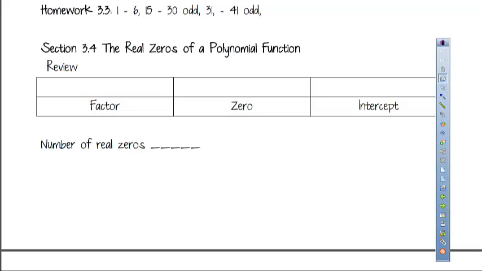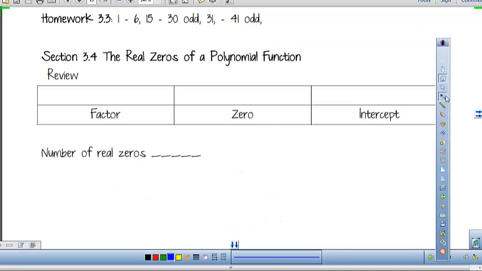We talked about this already, but I just want to emphasize it one more time that these things are pretty much interchangeable. If we have a factor of x plus c, that's the same thing as saying x equals negative c is a 0, and it also means that negative c comma 0 would be a point. Okay, so all of that language is interchangeable.